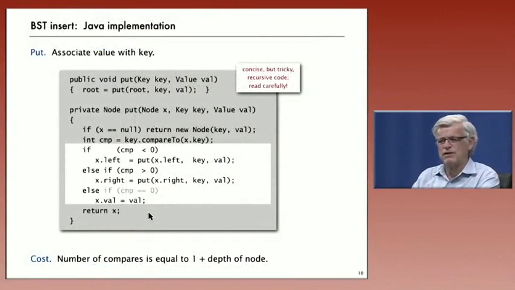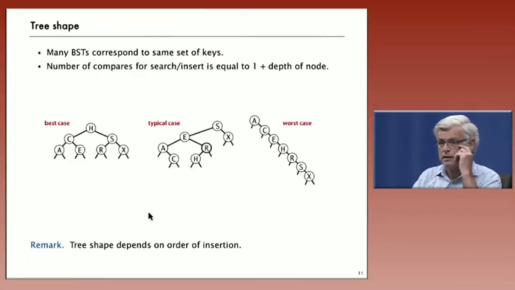And again, the cost of this is that the number of compares is equal to 1 plus the depth of the node. We just go down a path in the tree. Now, what's interesting about binary search trees is that there are many different binary search trees that correspond to the same set of keys. So the number of compares is going to depend on the order in which the keys come in, and that's a key feature of binary search trees that we'll come back to again when we look at more sophisticated data structures.